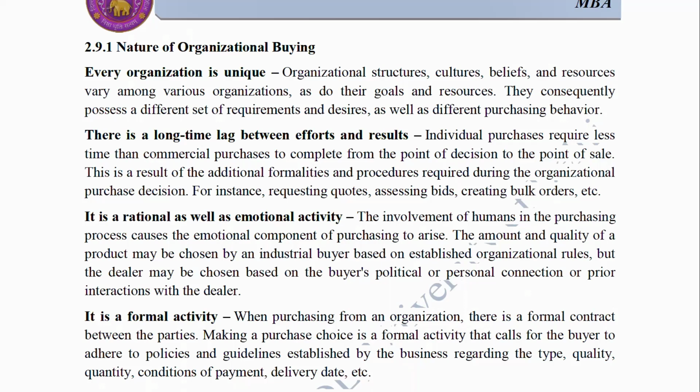Individual purchases require less time than commercial purchases to complete from the point of decision to the point of sale. This is a result of the additional formalities and procedures required during the organizational purchase decision. For instance, requesting quotes, assessing bids, creating bulk orders, etc.